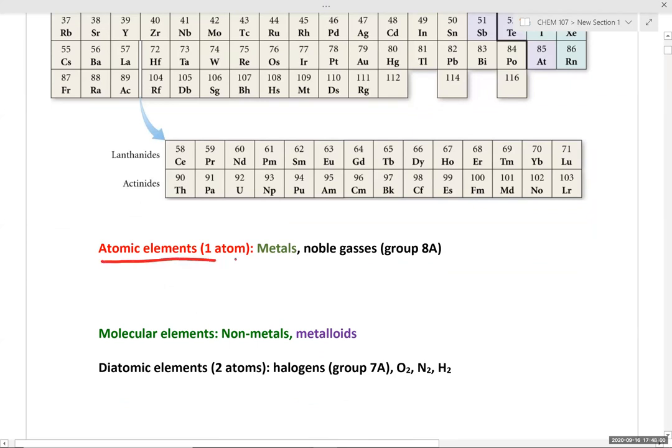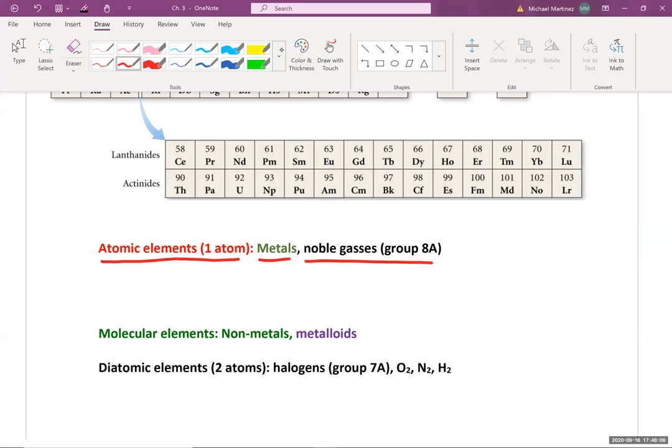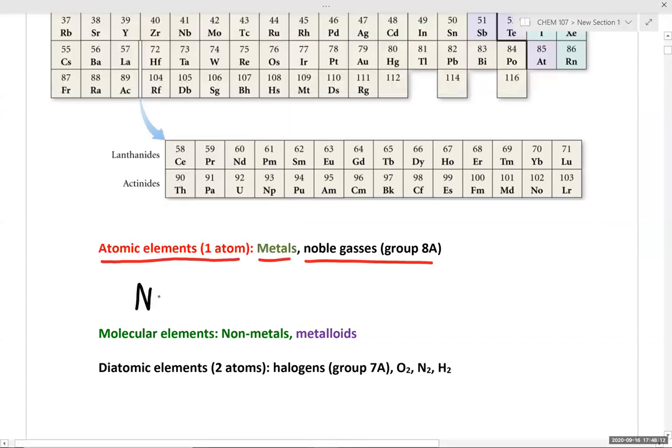So our atomic elements, as we discussed from chapter 1, are primarily metals and noble gases. Atomic elements have formulas with just a single atom. So for example, sodium, which is a metal, has a formula of sodium solid, just one atom in the formula. Likewise, helium, which is a noble gas, also exists as an atomic species where we have one atom in the formula. Does this look like review to everyone from our section where we talked about formulas?